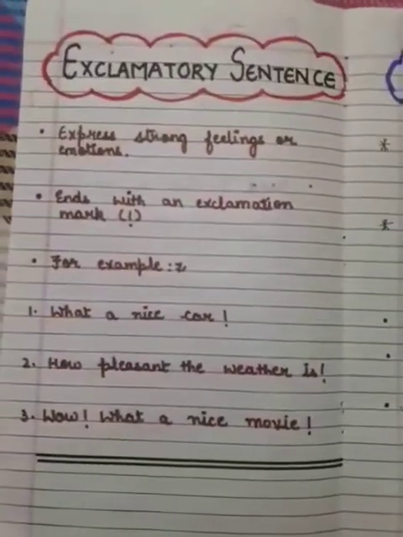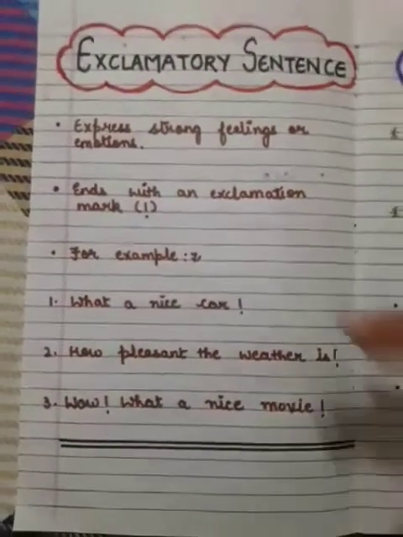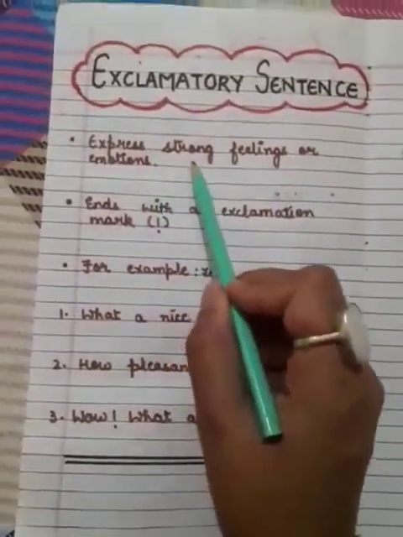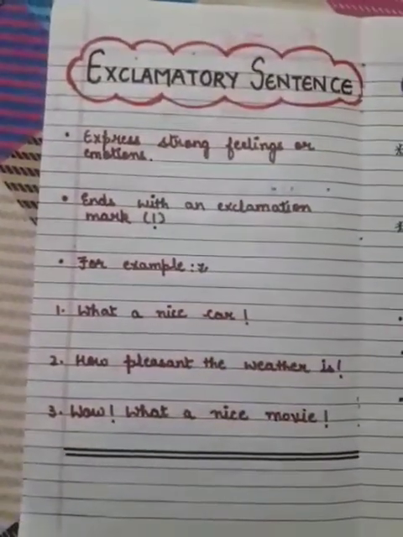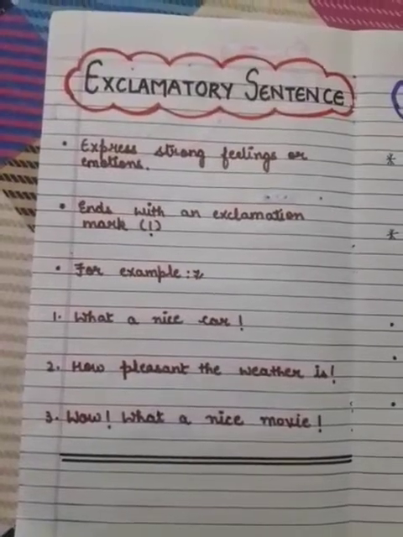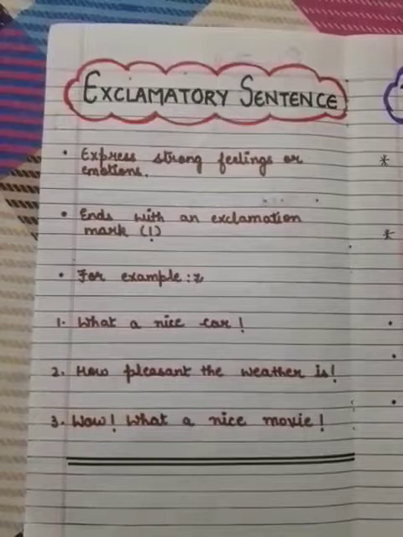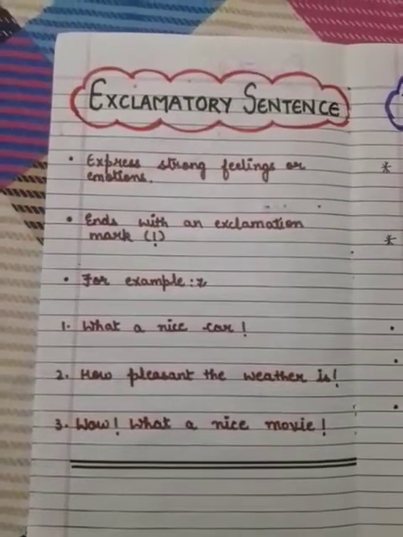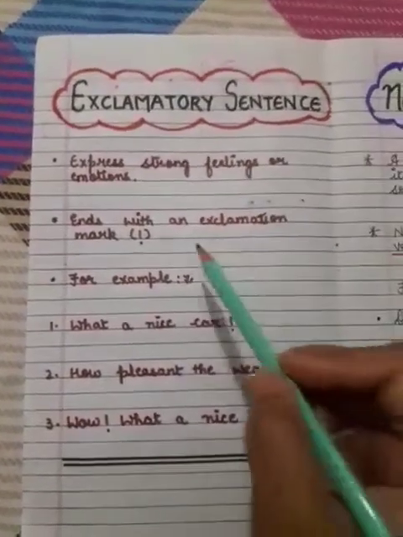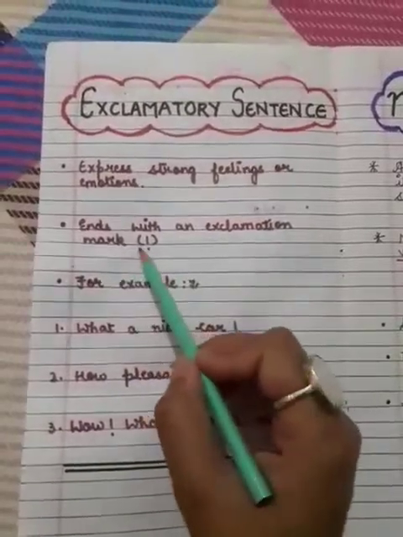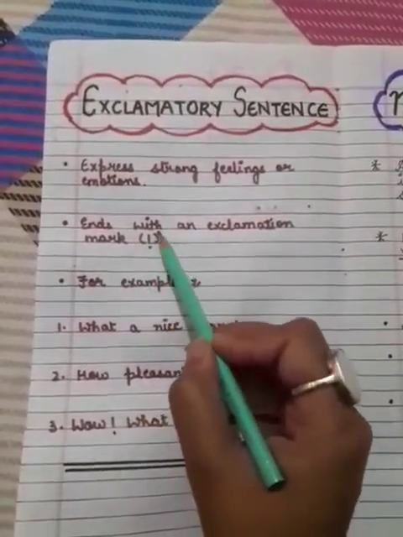And last come exclamatory sentences. These types of sentences express strong feelings or emotions. Now, feelings and emotions can be of joy, laughter, sorrow, happiness, or anger, or any other feeling. These always end with the exclamation mark, and this is the exclamation mark.